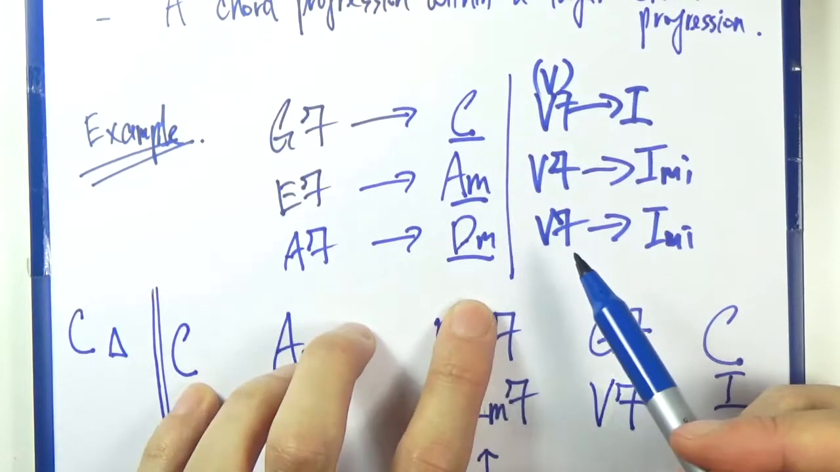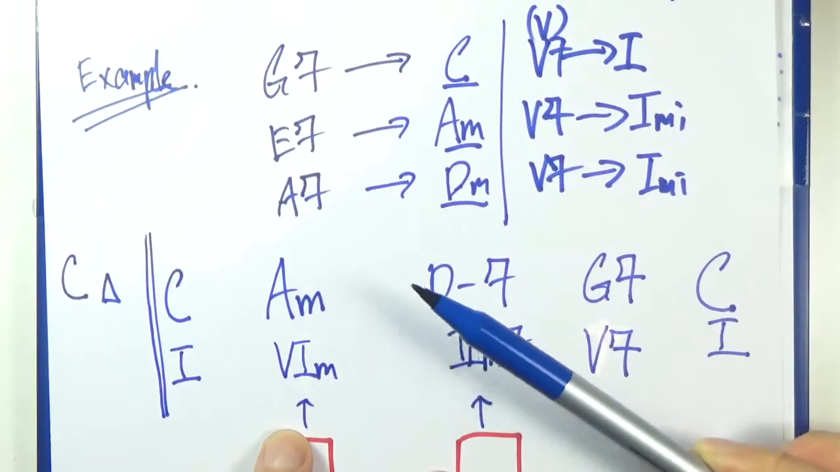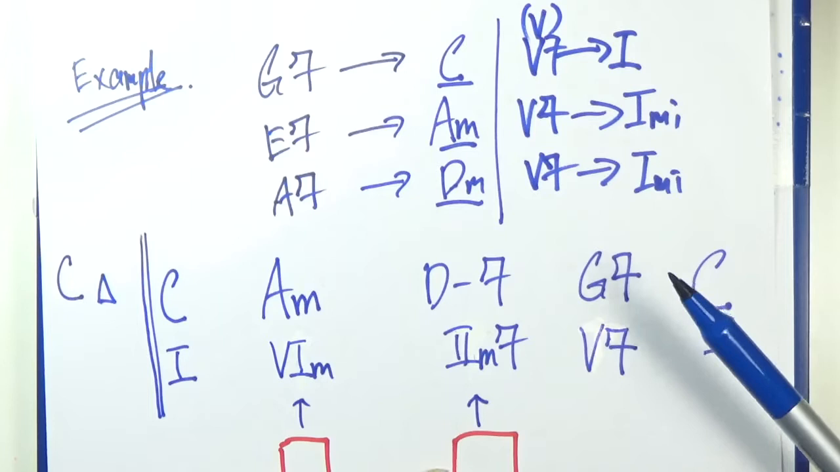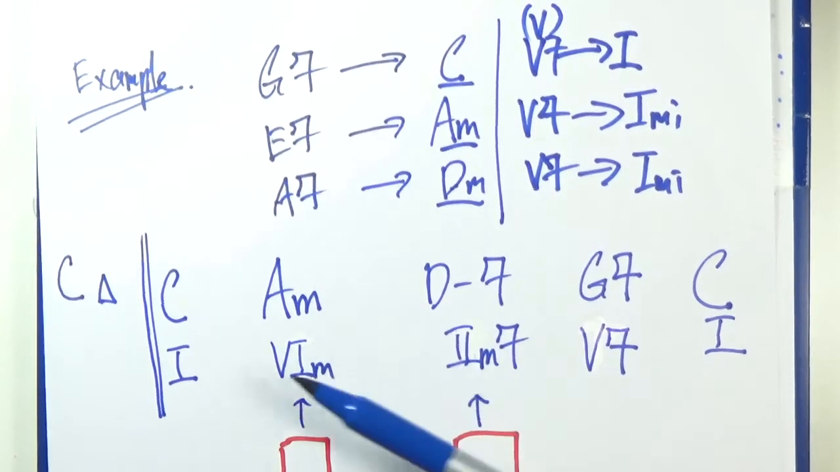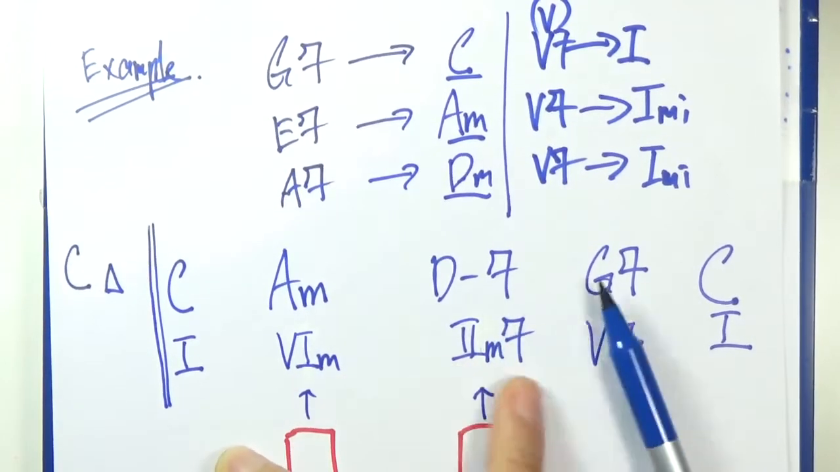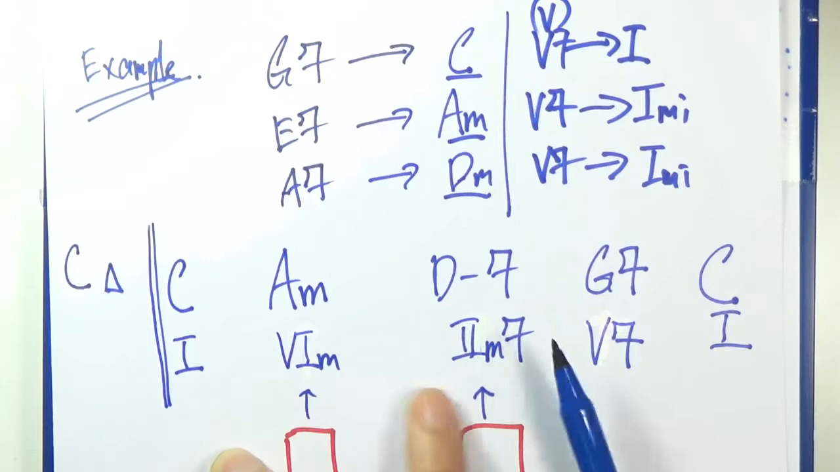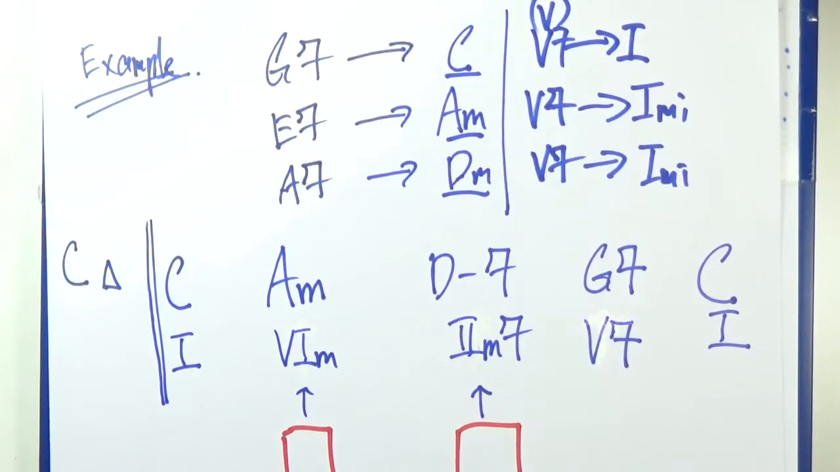Let's take a look at this chord progression: C, A minor, D minor, G7, and C. This one should also be easy for you. You have 1 major, 6 minor, 2 minor, 5 dominant 7, and then back to 1 major.